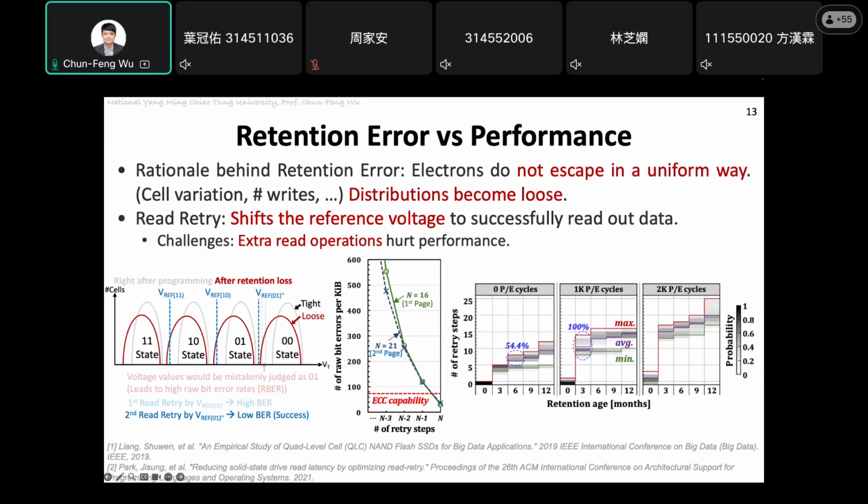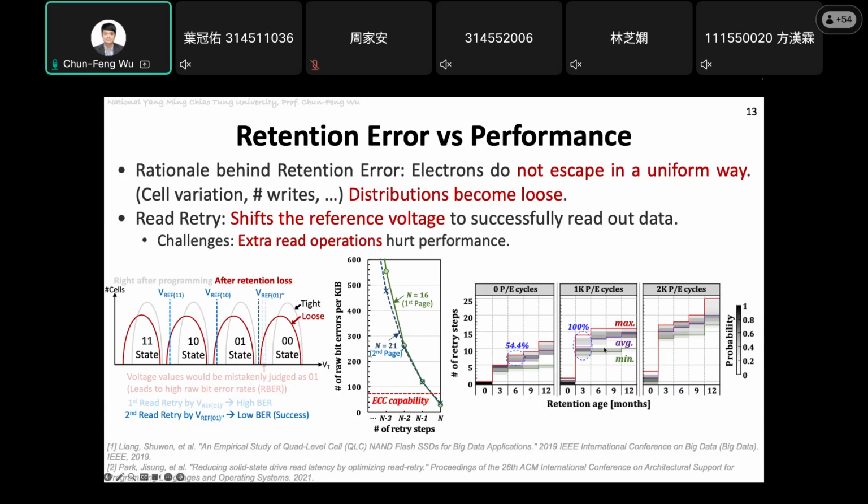This is going to tell you about different retention, the x-axis is retention, and different PE cycles. There are 3 different scenarios: 0 PE cycles, 1,000 and 2,000 PE cycles, and they all start from retention age from 0 to 12 months. The number of retries grows a lot when the PE cycles jump to 1K. When the PE cycle is 0, around 54.4% of the batches need to do the retry when you use the SSD for 6 months.